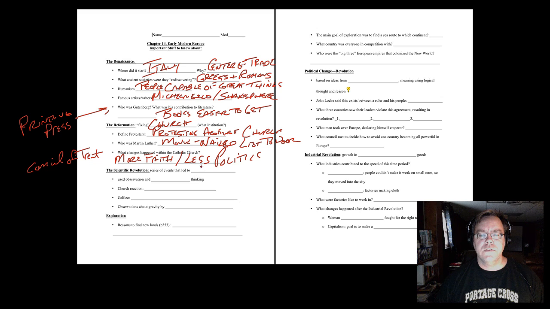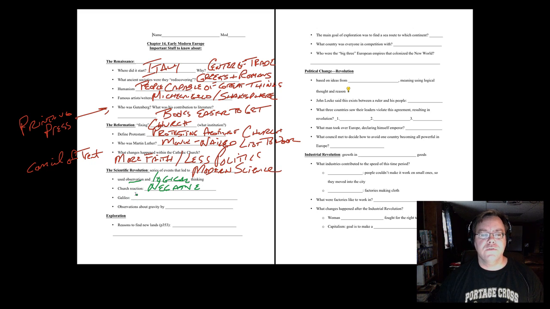Scientific revolution were a series of events that led to modern science. Used observation and logical thinking. The church's reaction to this was negative. It went against what the church taught. The church was all about, and religion in general was all about faith, having faith and just believing things. And science, this new style of science, was all about observation and logical thinking, being able to measure things.